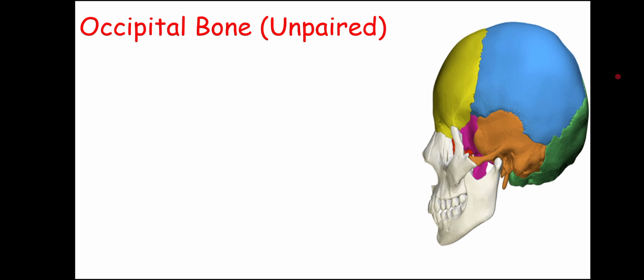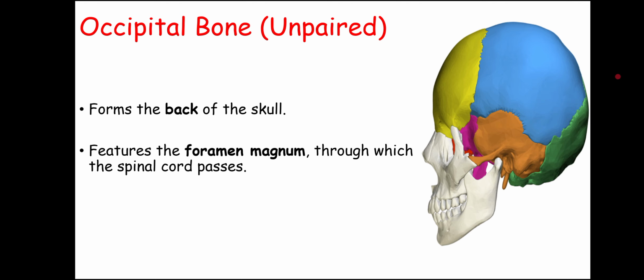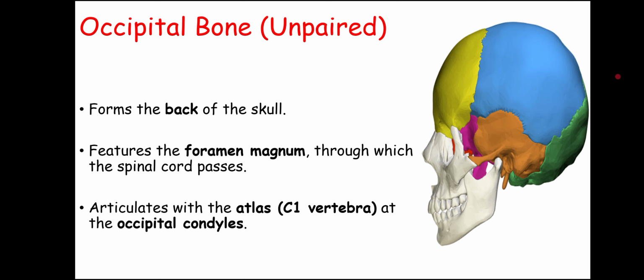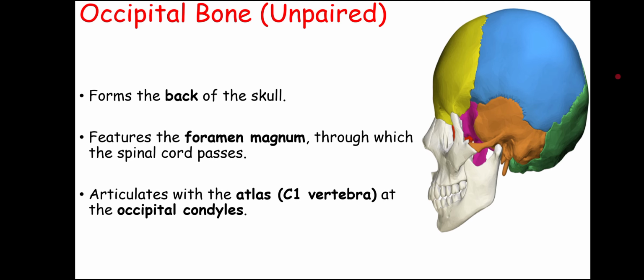The next bone we are going to talk about is the occipital bone, that is an unpaired bone of the neurocranium. That means there will be only one occipital bone in every skull, and it forms the back of the skull. Features include the foramen magnum through which the spinal cord passes, and it articulates with the atlas, that is the C1 vertebra, at the occipital condyles.